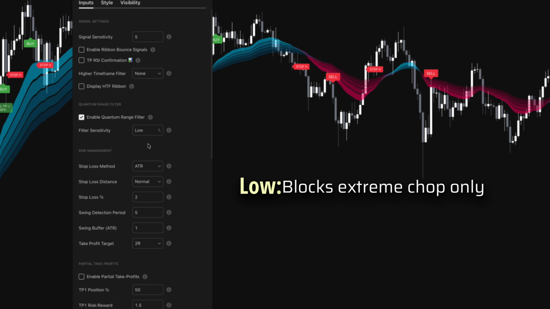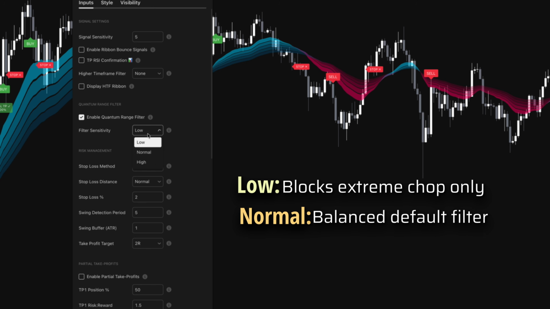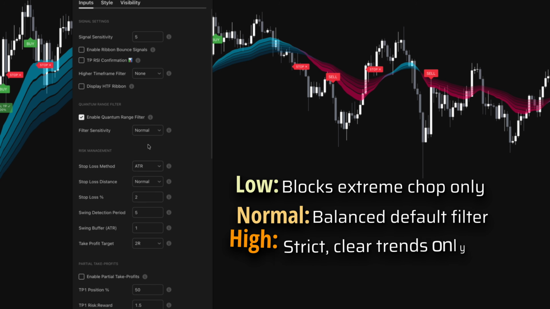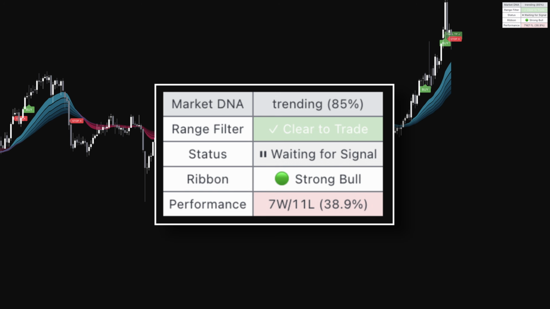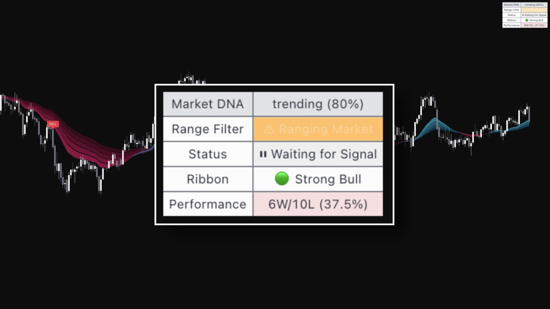Low only blocks extreme chop. You'll still get most signals. Normal is the balanced default. High is strict, only trades when the market is clearly trending. The stats table shows filter status, clear to trade, with a green background when conditions are good, ranging market with orange when signals are blocked.